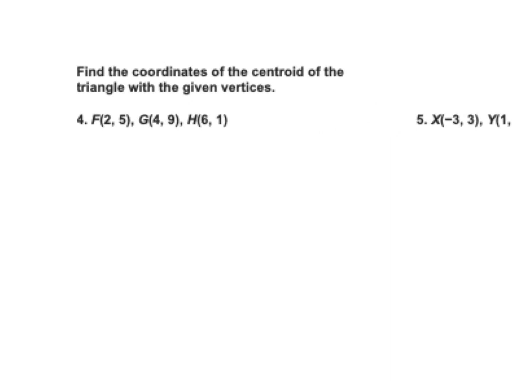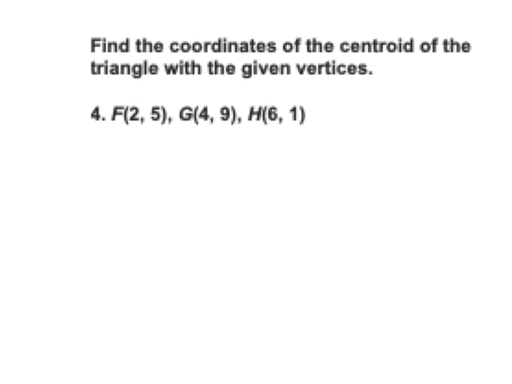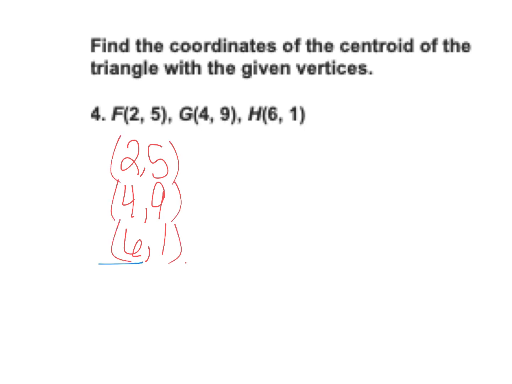One last time here, just looking at some examples of how to find the ordered pair of the centroid. Again, I like to write them up and down, so I keep track of my x's and I keep track of my y's. So I have 2, 5, 4, 9, and 6, 1. There's my 3 ordered pairs. When I add my x's together, I get 6 plus 4 is 10, plus 2 is 12. When I add my y's together, I get 10 plus 5 is 15.